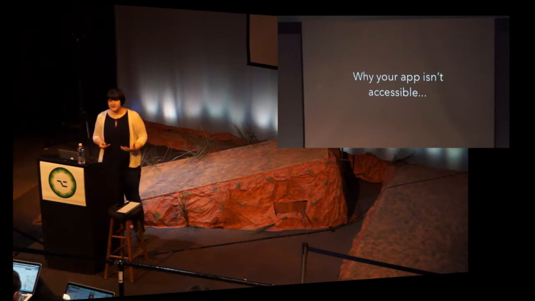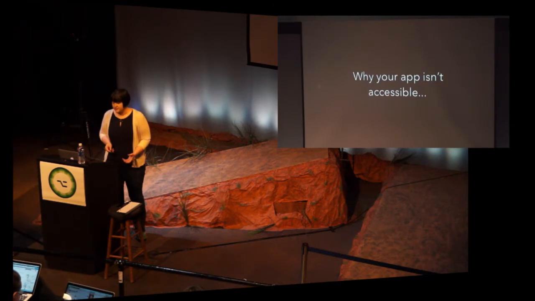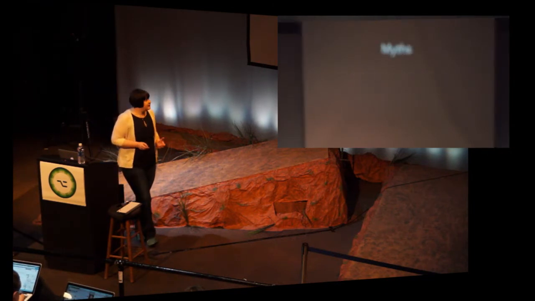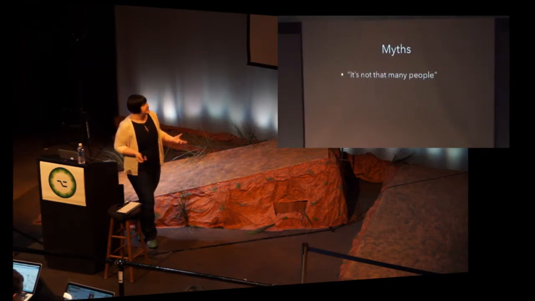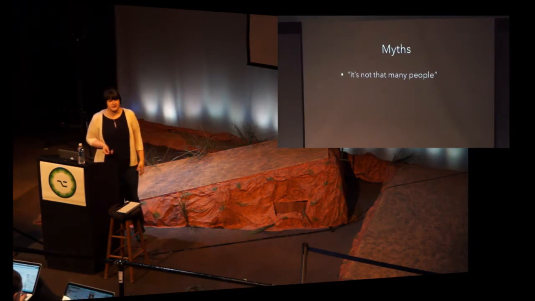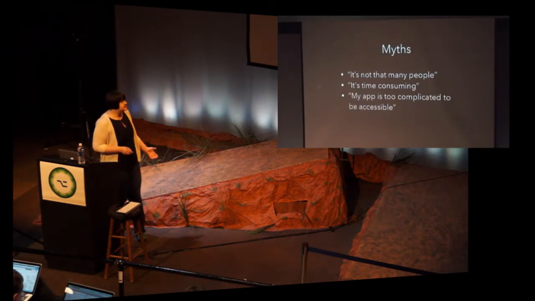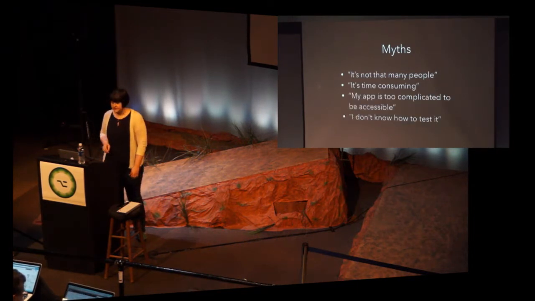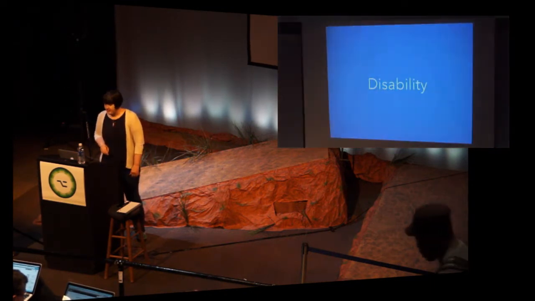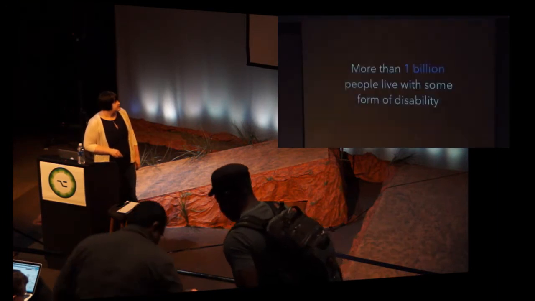There's a lot of reasons I've heard for why an app isn't accessible, and they're mostly myths. Things like: not that many people actually use accessibility, or it's time consuming to add support, or my app is too complicated to be accessible, or even, I don't actually know how to test it. So let's first talk about people.